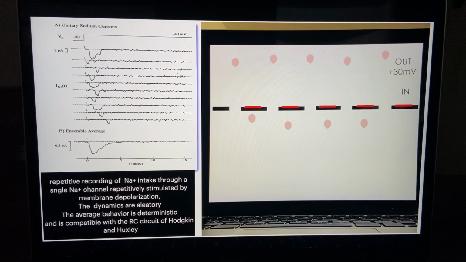The probability of opening is much higher, but each channel opens with a different dynamic from the other, so the dynamics are aleatory. But as you see, when they work in ensemble, a large number of these gates favor the entrance of a large quantity of sodium ions when the membrane has been stimulated. So the membrane voltage can be changed up to the peak of the action potential at plus 30 millivolts. Each gate is aleatory. The ensemble of many gates is deterministic.